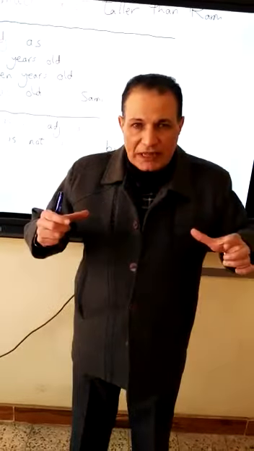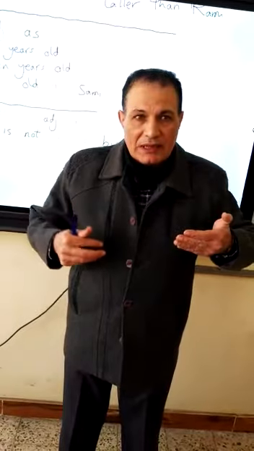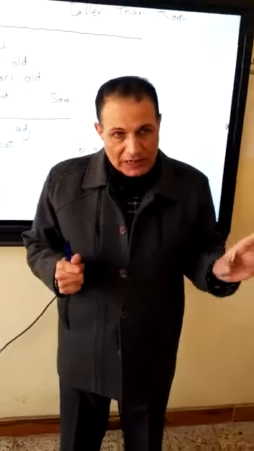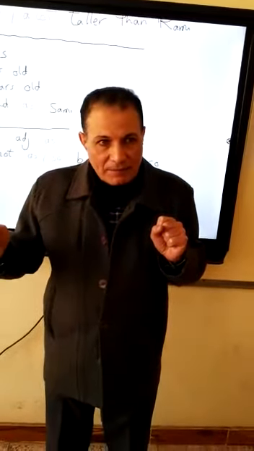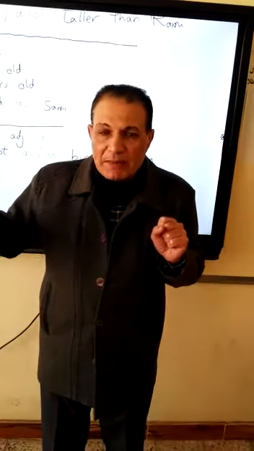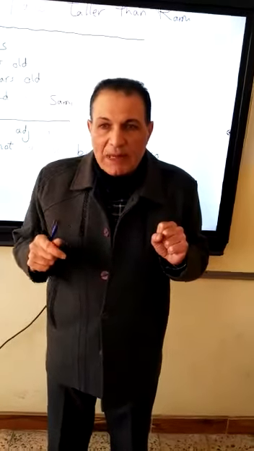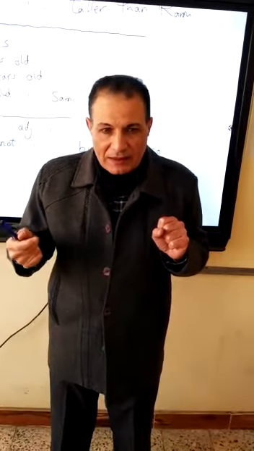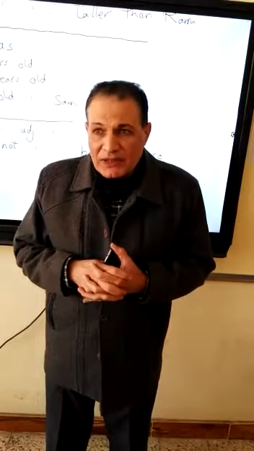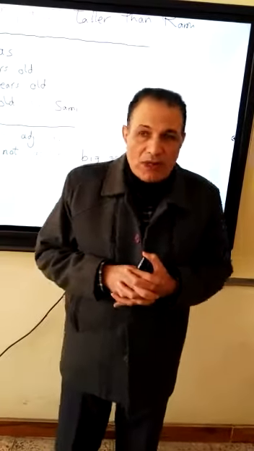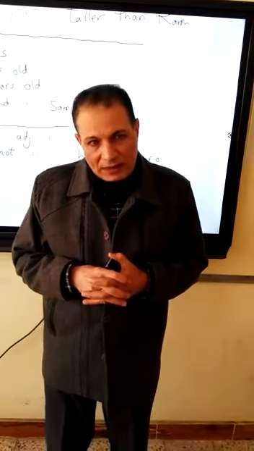In the comparative degree, we can add ER or more or less before the adjectives. Ahmed is taller than Hani. Hani is shorter than Ahmed. Mona is more beautiful than May. May is less beautiful than Mona. In the superlative degree, we add EST with the short adjectives and most or the least with the long ones.